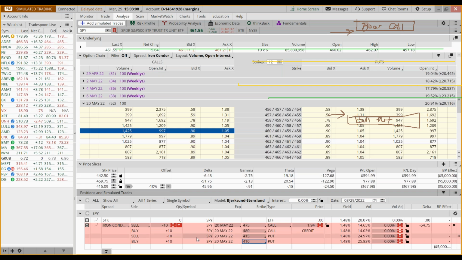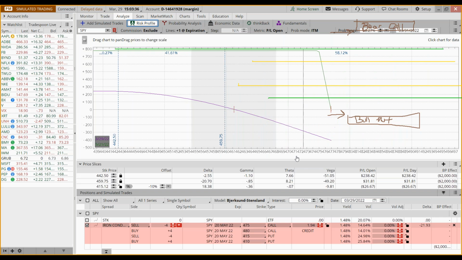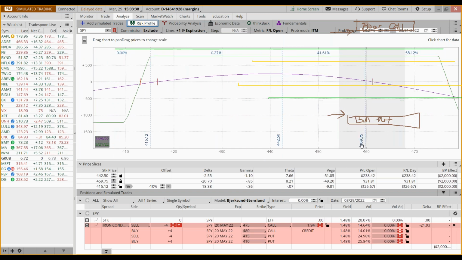And now what do I have? I've got a $1.94 credit. What's my margin requirement? So you can see 410 by 415 is $5. 10 times $5, that's $5,000. I have $5 on either side, but not both sides. That's why you can see my BP effect here says 5,000. What does this trade look like? So we'll dial this back. Let's maybe just look at like 4 contracts maybe. And we'll bring this back.